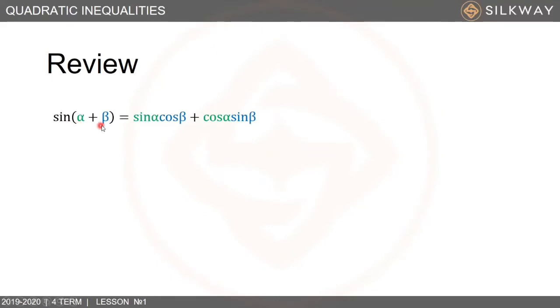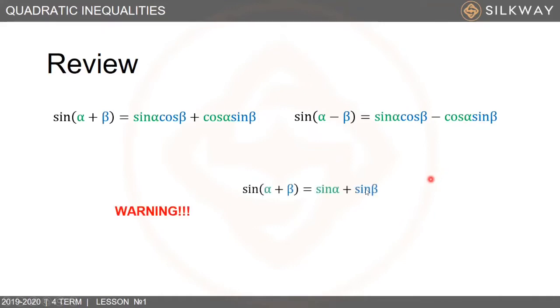Sine alpha plus beta is equal to sine alpha multiplied by cosine beta plus cosine alpha multiplied by sine beta. And when we subtract two angles, we just take the difference of these two expressions. Guys, be careful with these statements. Sine alpha plus sine beta and sine alpha minus sine beta are not equal to these expressions.